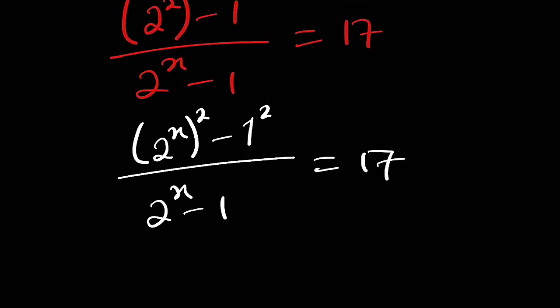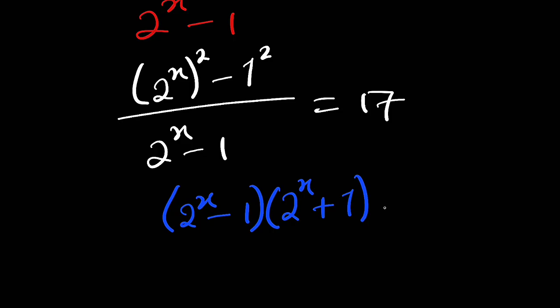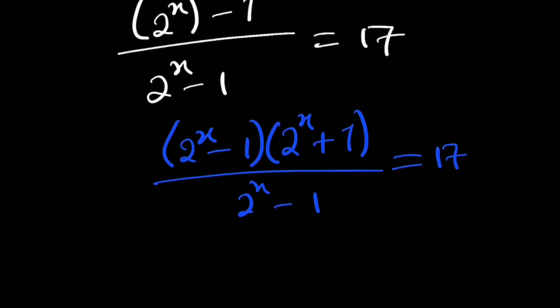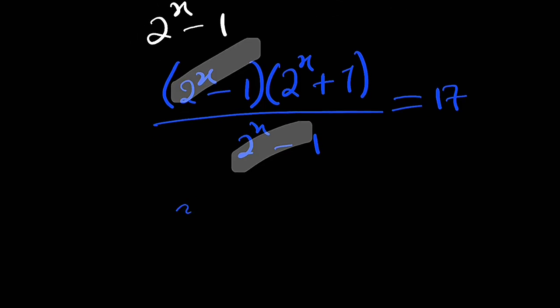At the top, we have difference of 2 squares. What can you remember about difference of 2 squares? You take the first term without power, which is 2^x, you minus the second term without power. Then you multiply again: you take the first term without power, you add the second term without power of 2. Divide by 2^x minus 1. This is equal to 17. So you can confidently cancel this and this because they are exactly the same. What we have at the top is just 2^x plus 1. At the bottom we have 1, and if you divide by 1, nothing will change. This is equal to 17.